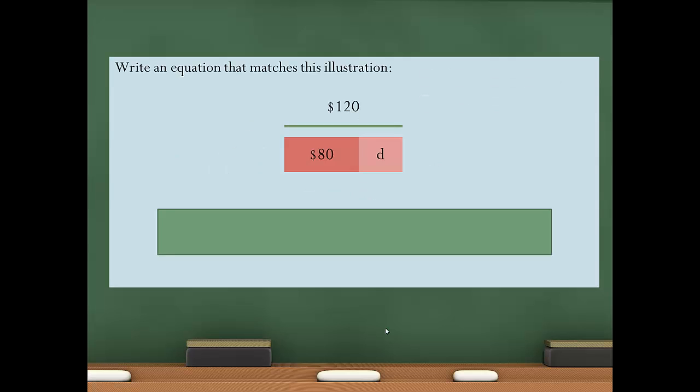Now, another way that you're going to see these equations written is through an illustration. This illustration describes an equation where $120 is the total amount and 80 and D are the parts of the amount. So why don't you go ahead and give it a try and write an equation. There are a couple of different answers that would be acceptable here.